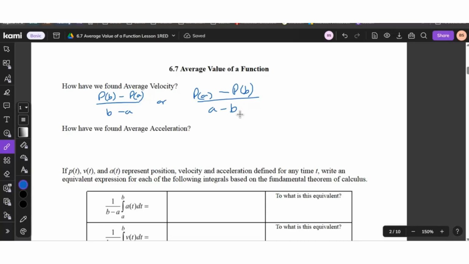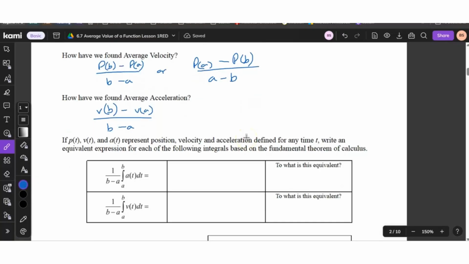What about average acceleration? The same thing but with velocity. Exactly. Same thing, except we use the velocity function. So V of B minus V of A over B minus A, or the opposite. We're not going to write it, but we could do A minus B over A minus B. Amazing. That part should make sense, yeah? These are just slopes of secant lines.